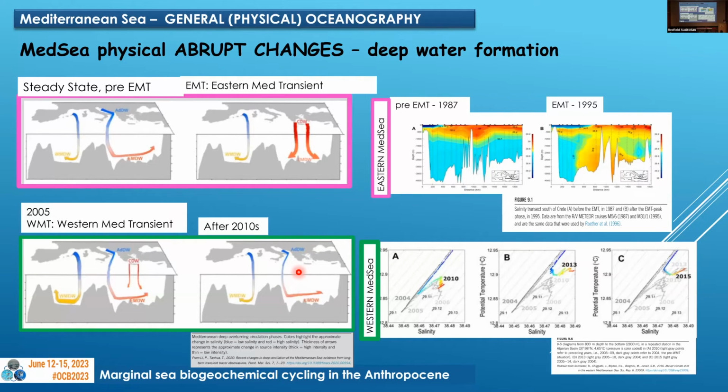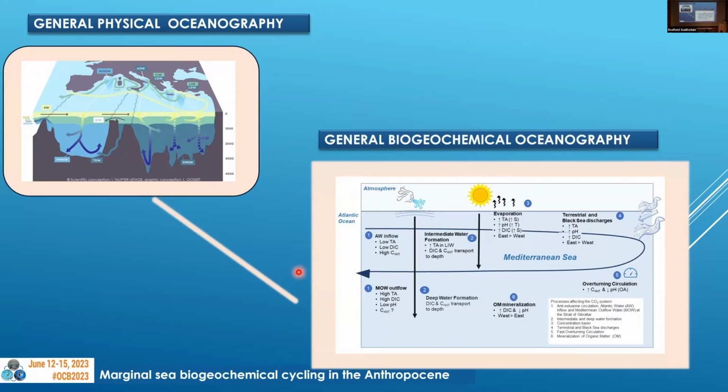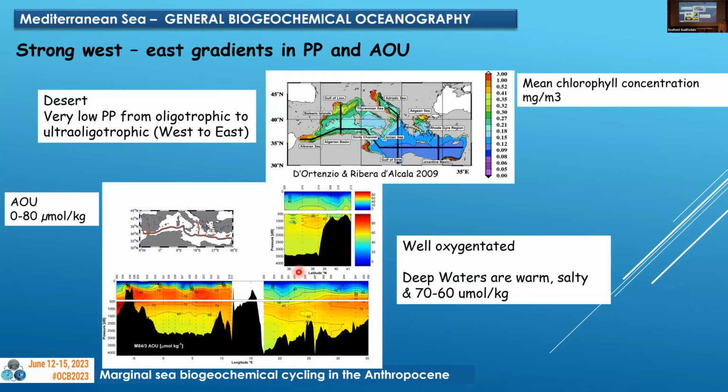So you see that all these changes will affect the distribution of biogeochemical properties, but unfortunately we don't have as much data to show them as with the physical. With regard to the biogeochemistry, one of the main things to say is that the Mediterranean Sea is a desert.